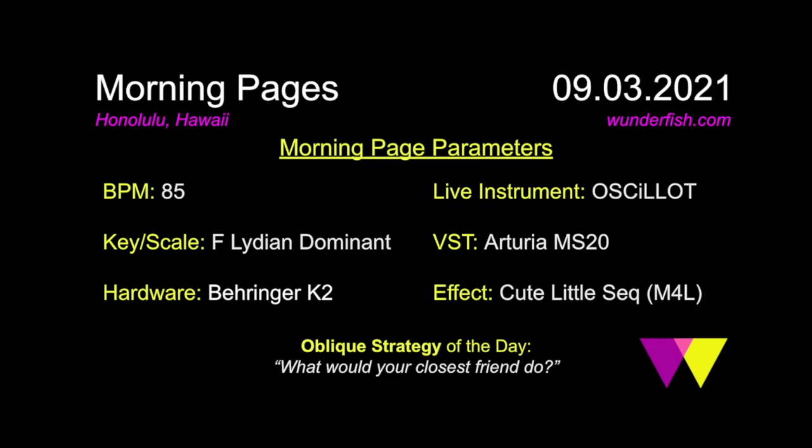And yeah, today we're gonna keep it nice and slow. We're gonna be at 85 beats per minute, and the beat you're hearing right now is at 86. Let me turn it down to 85 so you get a little bit of an idea of where we're going today in terms of tempo. We're going to be using the key of F in Lydian Dominant.